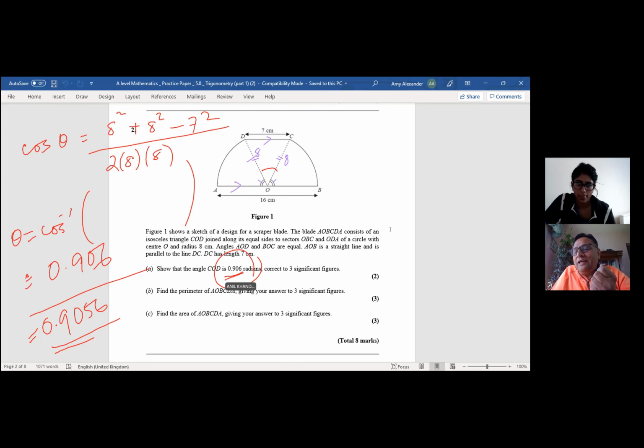So that's what I like about your test papers. They give you the hint and they help you get the right answer. Is that clear? Very good. Next part. What is part B?